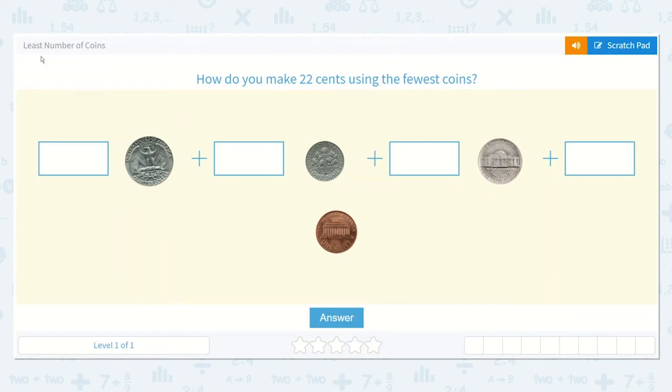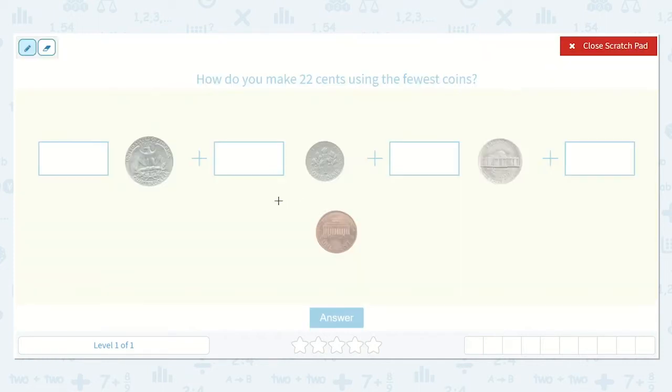Let's take a look at the lesson, least number of coins. It says, how do you make 22 cents using the fewest coins? Well, let's look at that number, 22. 22 cents. All right, so we're going to try to use the fewest amount of coins to make 22 cents.